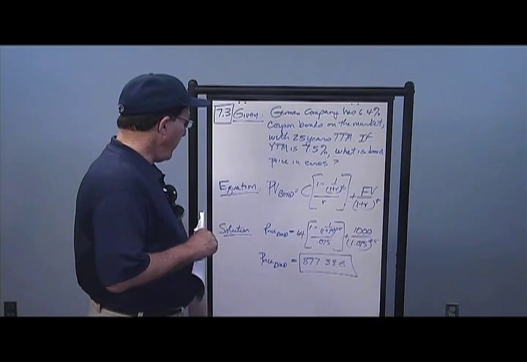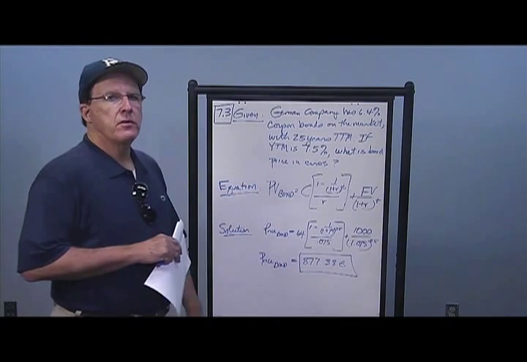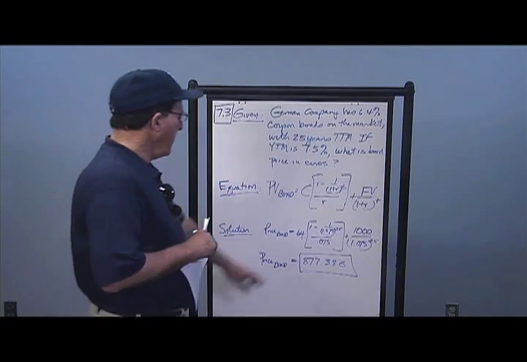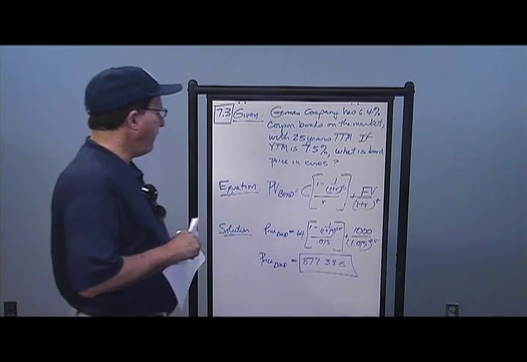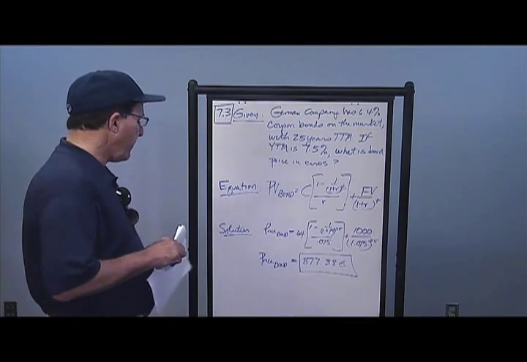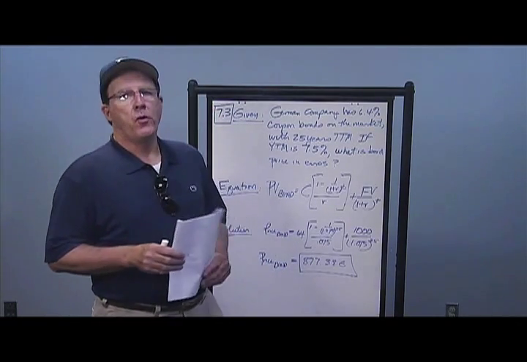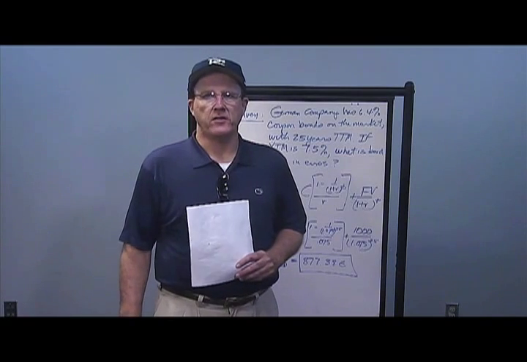Price of the bond then is, I'm going to plug in 64 for C, which is 6.4% of 1,000. I'm going to plug in 0.075 for R, and I'm going to plug in 25 for T and 1,000 for FV. When I do the math, I get an answer. The price of the bond is 877.38 euros. That's the answer to problem number 3.